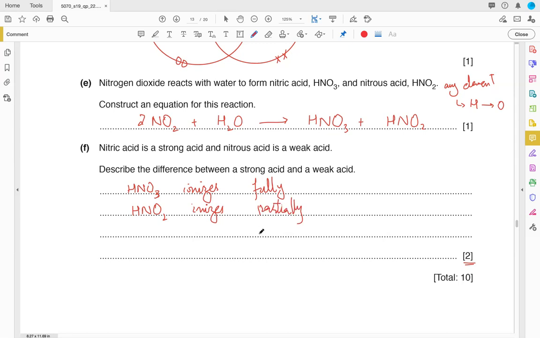Now, some students, I can expect them to answer that it gives H positive ions. The thing is, it's not really required because they haven't asked us to define what an acid is. They've just asked us to find the difference between strong and weak acids. Okay, so yes, Alina, your answer is right.